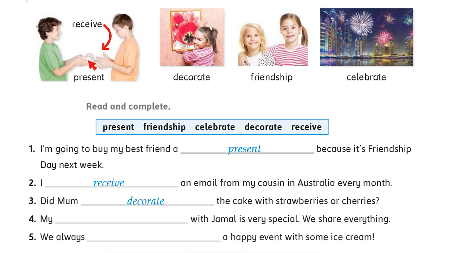Four, my friendship with Jamal is very special. We share everything. It's my friendship with Jamal. Five, we always celebrate a happy event with some ice cream. It's we always celebrate a happy event with some ice cream.